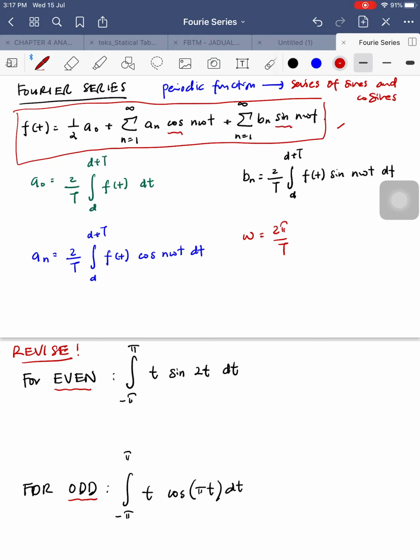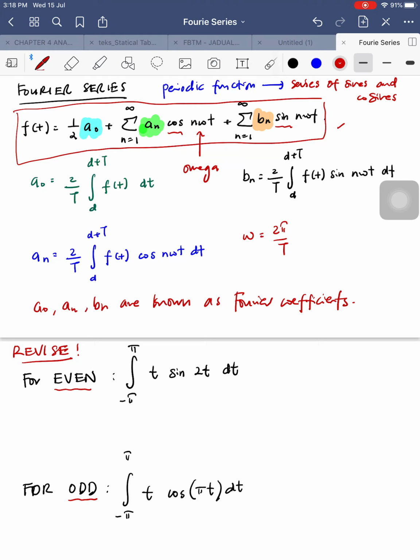So the formula is that f of t equals a half a naught plus the sum from n equals 1 to infinity of a n cos n omega t. This over here is not w, it is called n omega. Plus the sum from n equals 1 to infinity of b n sine of n omega t. So I have three coefficients over here that are very important, known as a naught, a n, and also b n. Let me put them over here: a naught, a n, and b n. They are known as the Fourier coefficients.